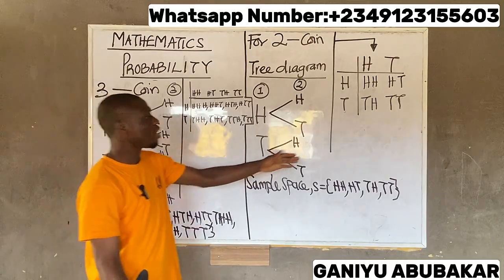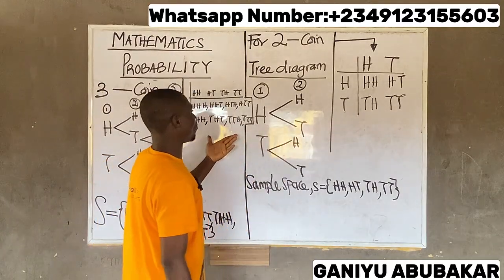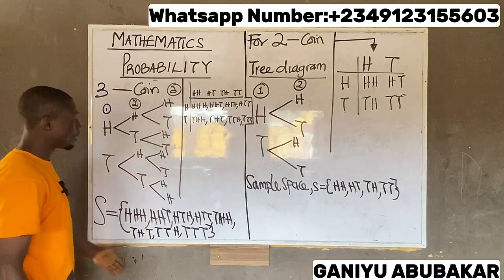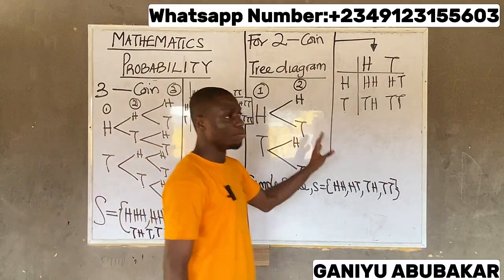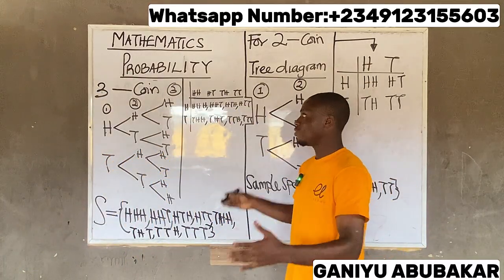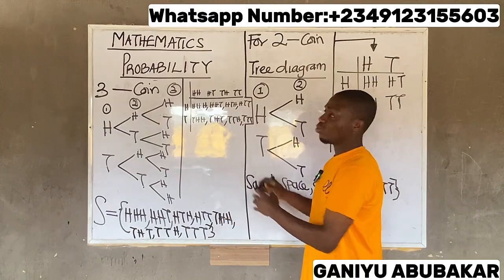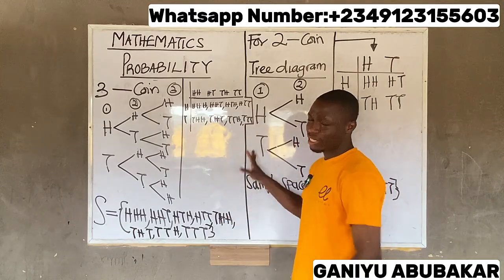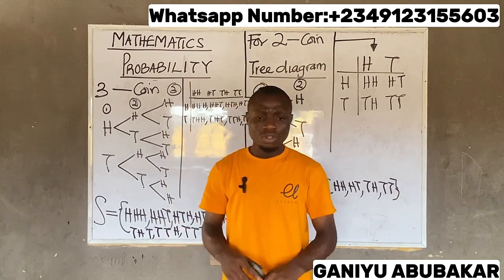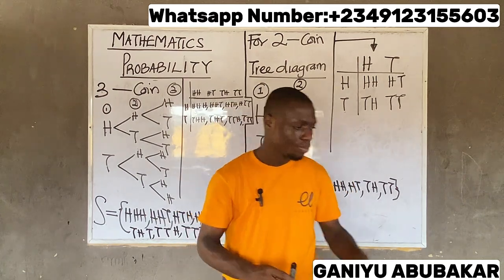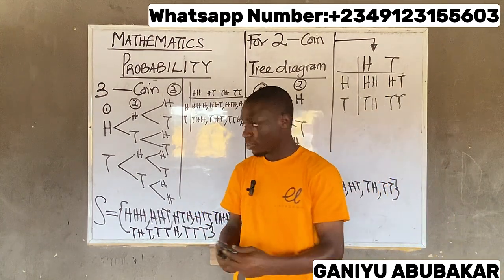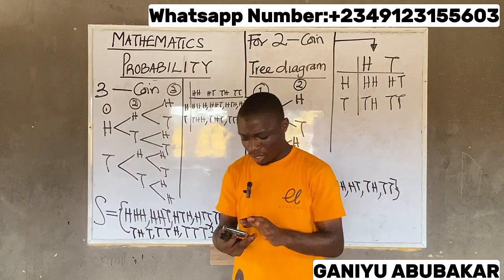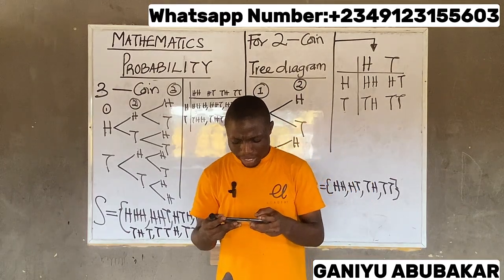So this is the tabular form of getting this, and the tree diagram concept of getting the outcomes. This is what I want you to know when it comes to the coins case. Just watch and understand this, please. Example 1 is done. Let's move on to the other example, please.